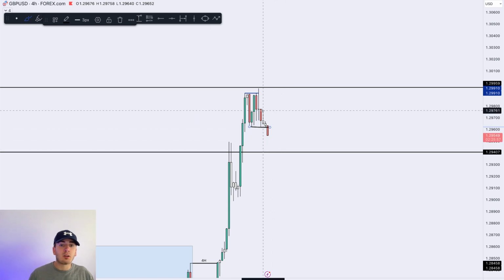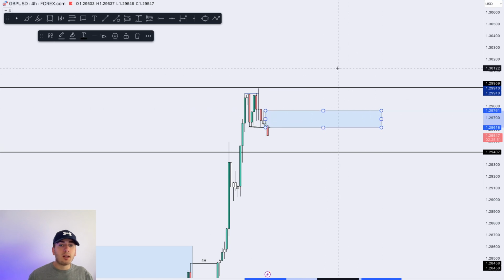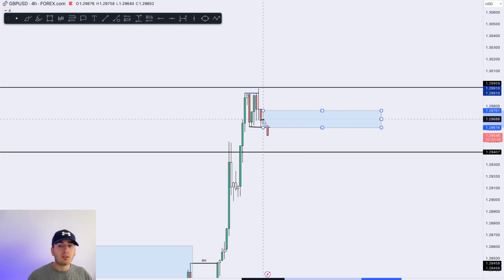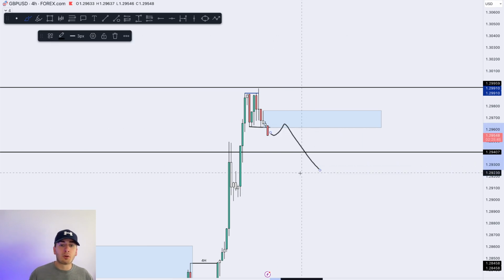So now if we see a good candle close, that means that this over here is your supply. So now looking for a strong bearish 4-hour candle close. If we get that, that will be your supply. And then definitely look for shorts from the New York session and onwards, at least back down in towards here.